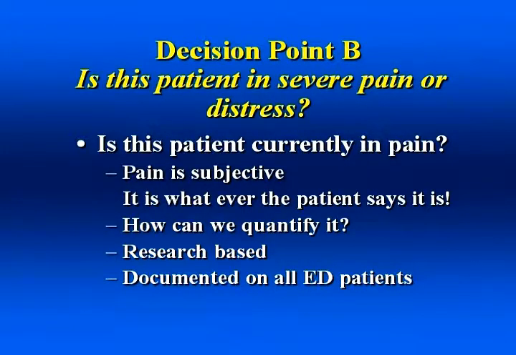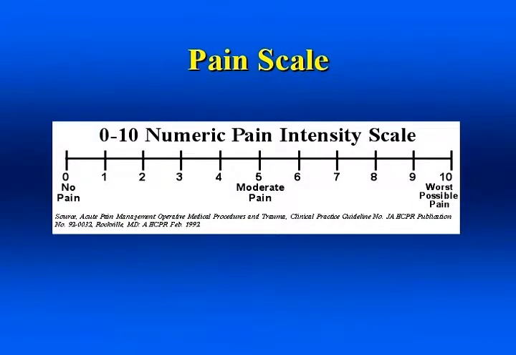Pain is a subjective phenomenon that has been defined as whatever the patient says it is. Triage nurses are required to assess and document a patient's pain upon presentation to the emergency department. Patients should be asked to rate their pain using a research-based pain intensity rating scale, such as the Visual Analog Scale or the Wong-Baker Faces.